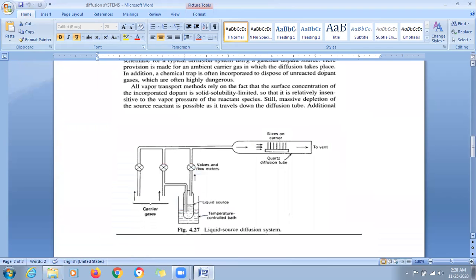So here in this figure we can see it. In liquid source diffusion system, we have carrier gas here and we have liquid source here. So carrier gas is bubbled through the liquid source and vapors are going in this direction. These vapors consist of the liquid source, the impurities as well as the carrier gas. Here are the slices, and here is the distributor.